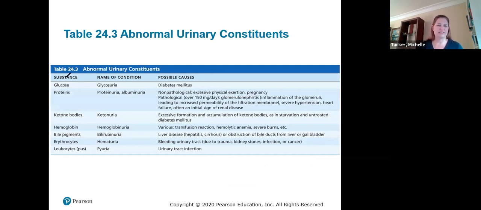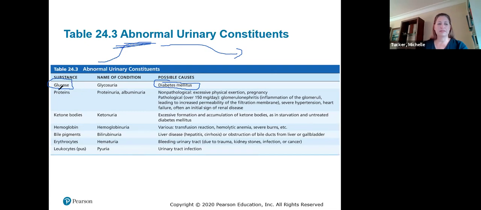So normally glucose should be reabsorbed 100% at the proximal convoluted tubule. But because it uses facilitated diffusion, it uses a transport protein, there is that maximal transport rate. If the amount of glucose going into the filtrate exceeds the Tmax, it will then get excreted into the urine. This occurs in uncontrolled diabetes.